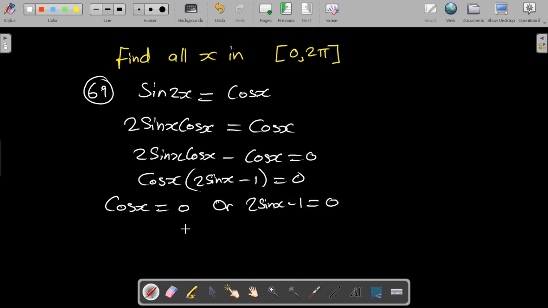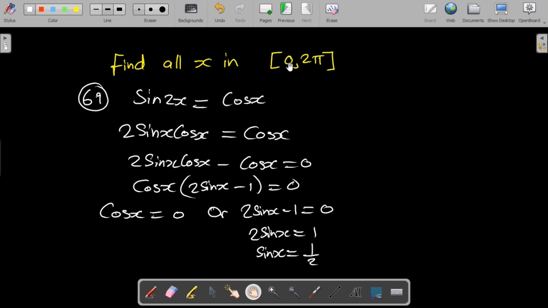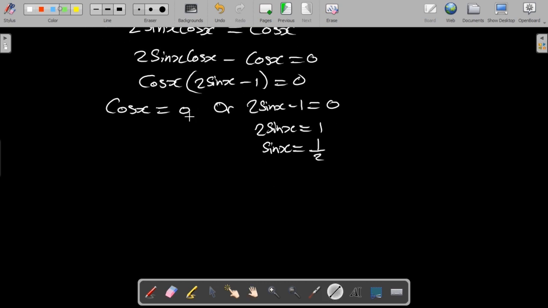On this side, we can just proceed with our general formula solution. On this side, let's do some math quickly. That leaves us with sine x equals 1/2. Then from here, we can work on the general solution as well, and then find the answers between these numbers, or those angles. So let's start with the left-hand side.